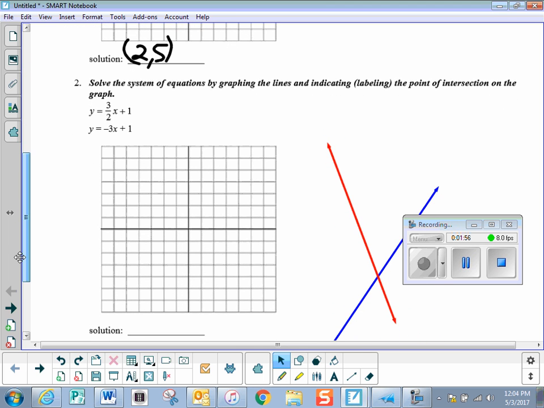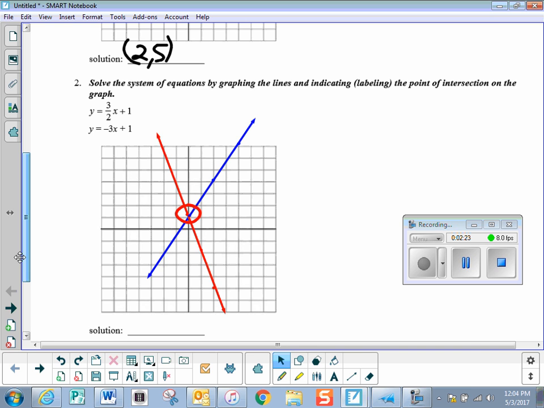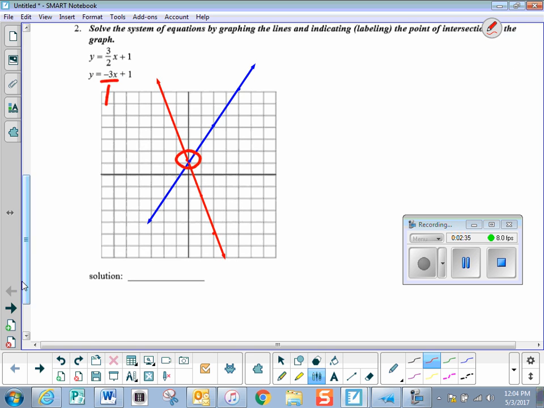Okay, number 2. Where am I going to start on the top line? Then where do I go from there? Up 3 over 2. Where am I going to start for the red line? Looks like I found the point of intersection. Where do I go from there? Down 3, right 1, because it's -3, positive 1. If it wasn't, that could be a -3 slope. You had to have both lines and the right solution. The solution is (0, 1).